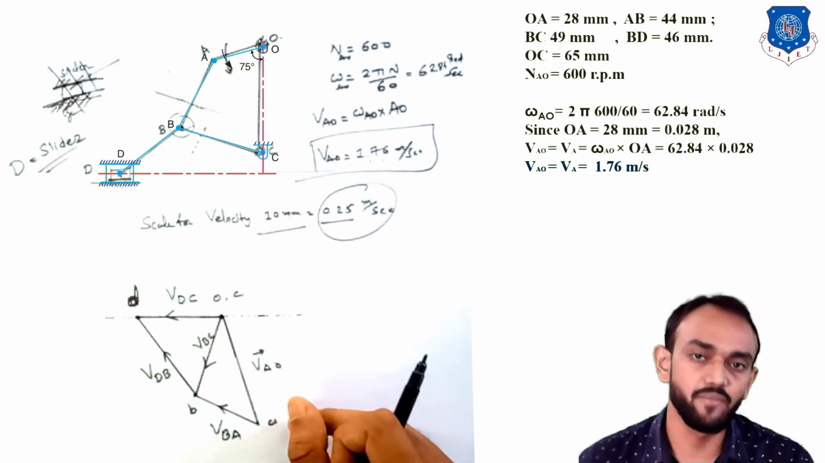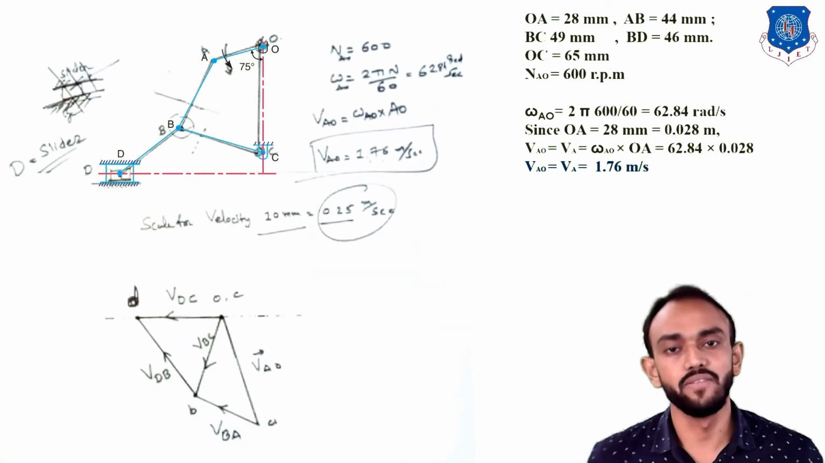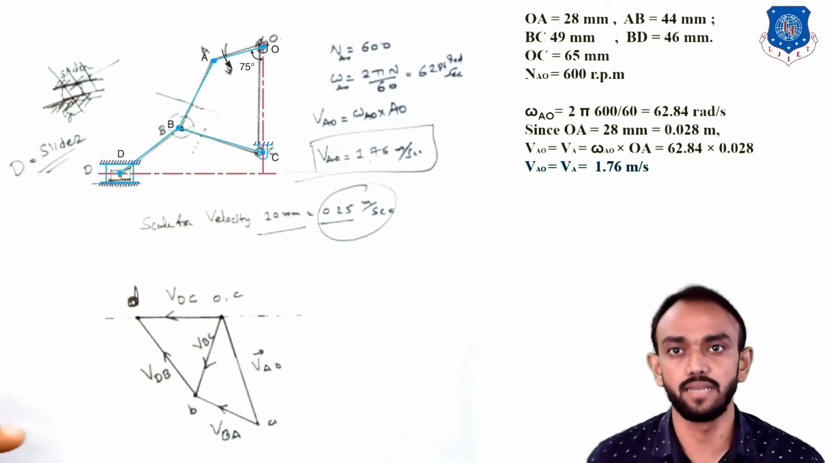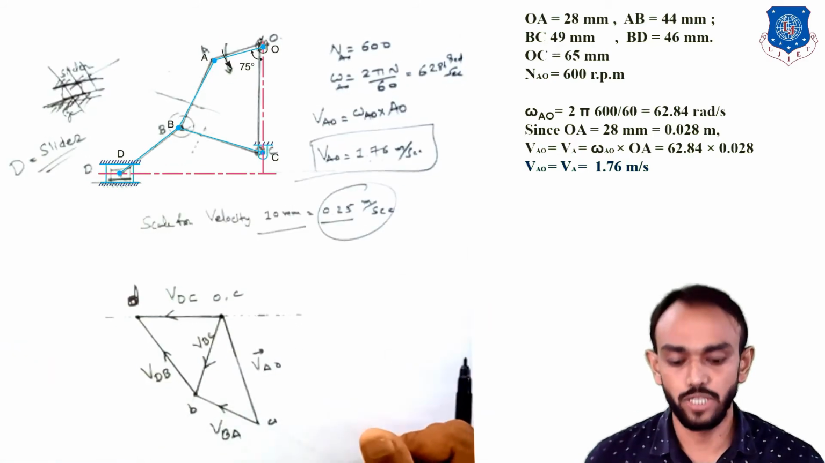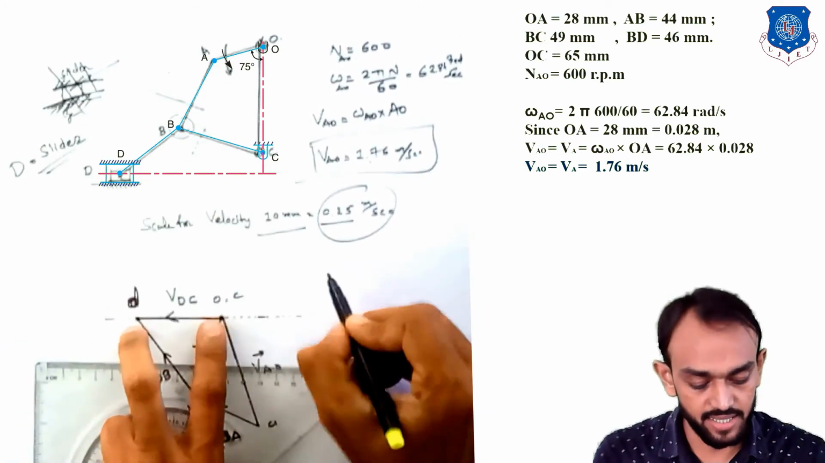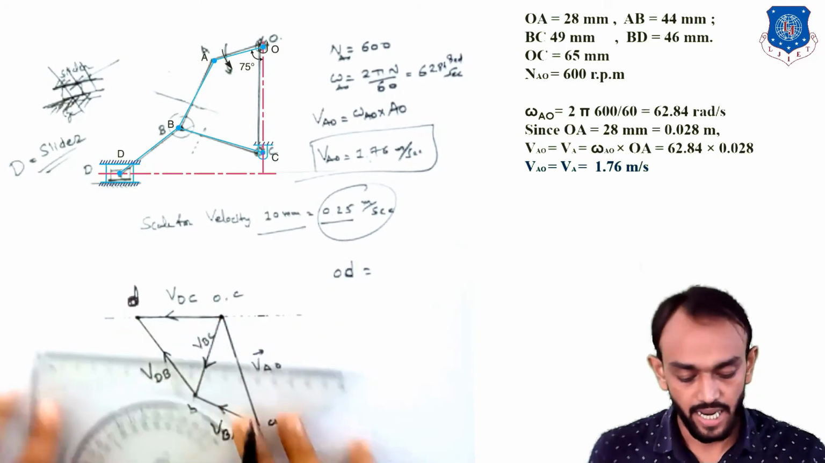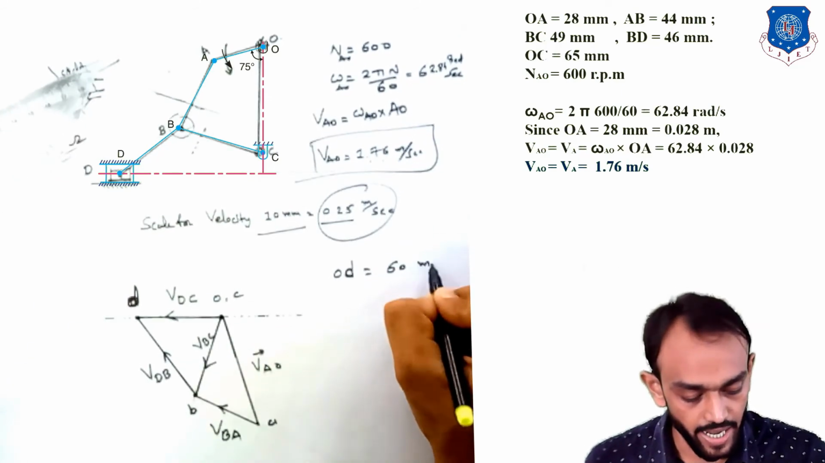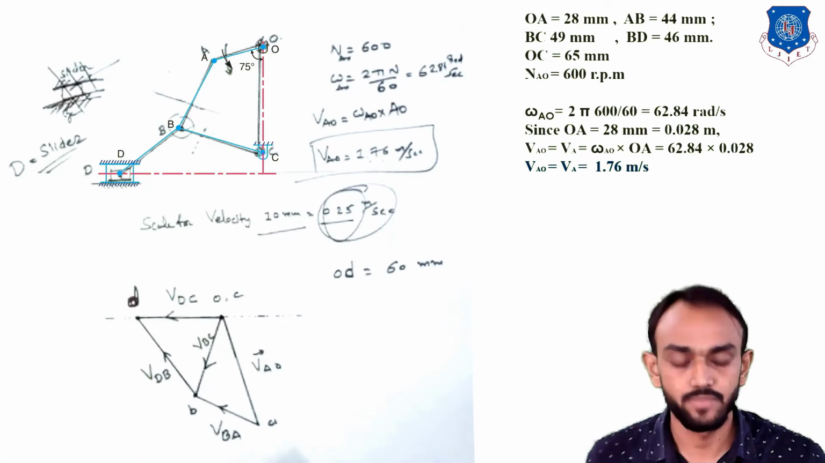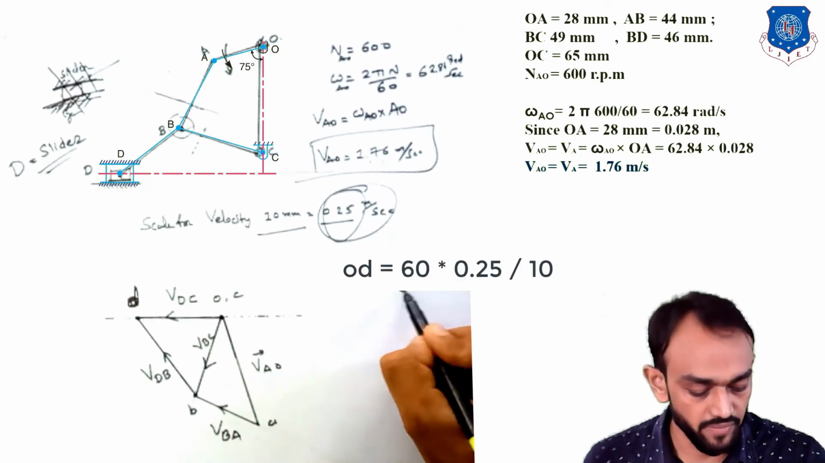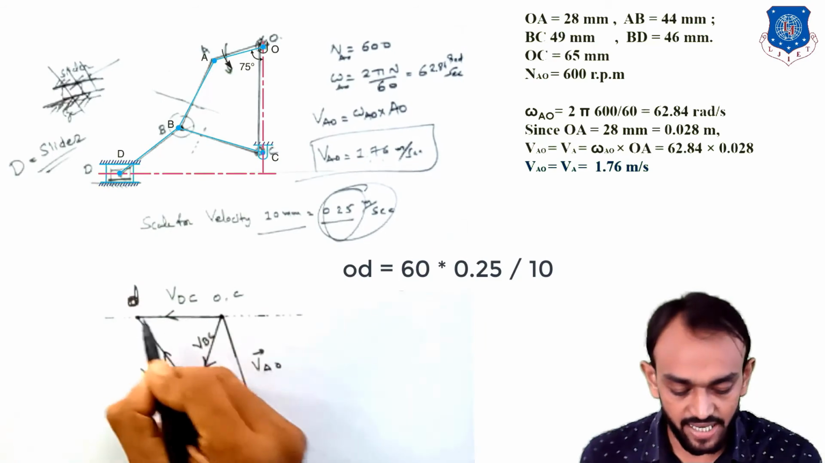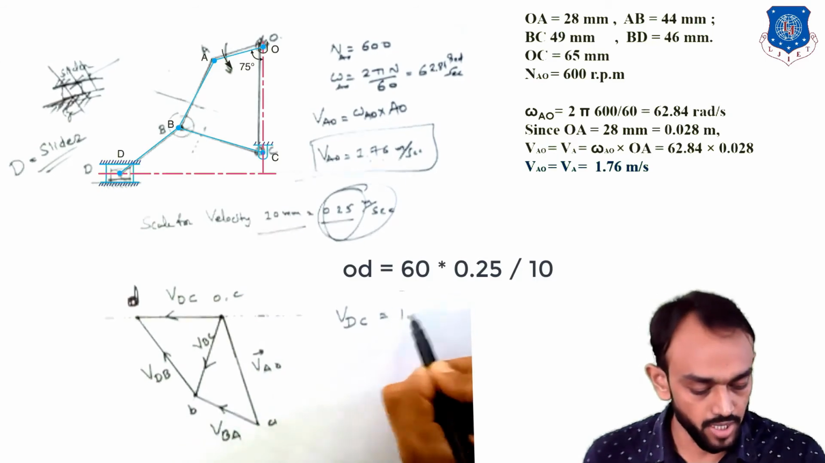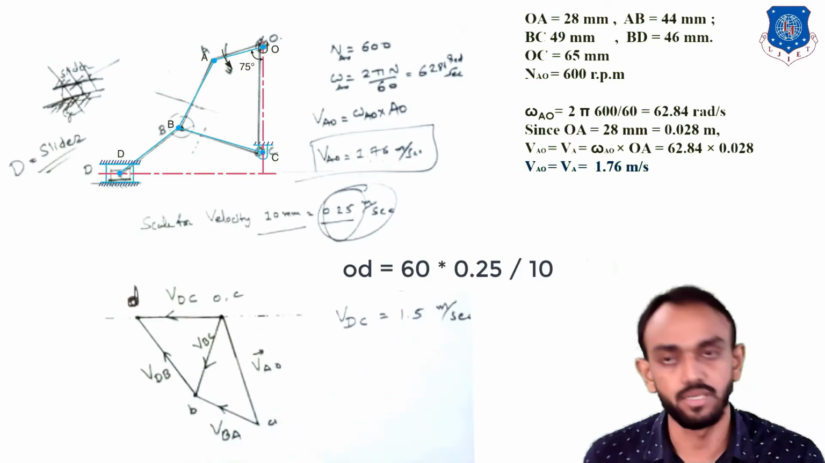And sometimes if they say find the angular velocity, you have to divide the linear velocity by the length of that link. Let's check here what they have said, what we have to find here. Determine the velocity of D. Okay, I will measure this OD here, and if I measure this distance, it is around 60 mm, and we have taken the scale here as 0.25, and I will get the velocity of D with respect to C or O, which is around 1.5 meter per second.